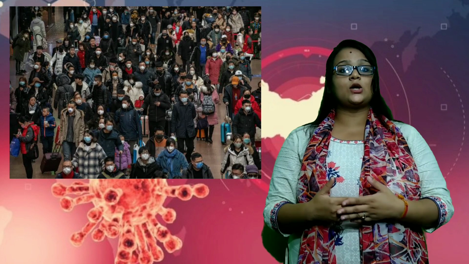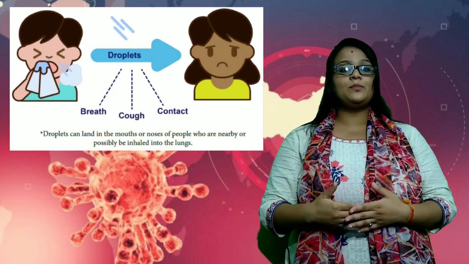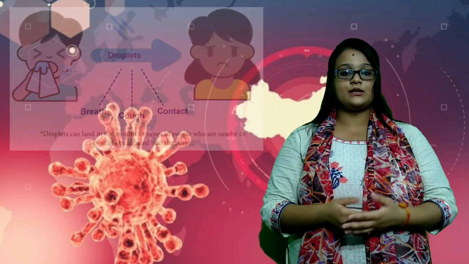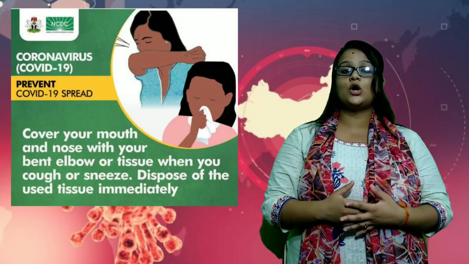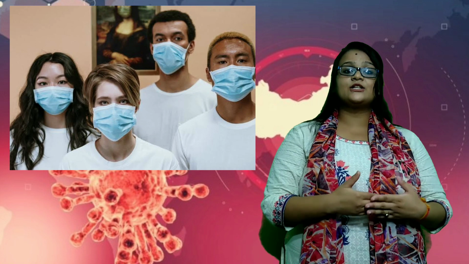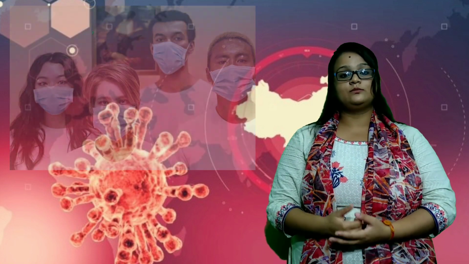COVID-19 spreads primarily when people are in close contact and one person inhales small droplets produced by an infected person. To avoid the spread of COVID-19, we have to maintain 2 meters of social distancing. We should cover our mouth with a tissue or handkerchief while coughing or sneezing. When we are in a public place, we should wear a face mask that covers our nose and mouth.